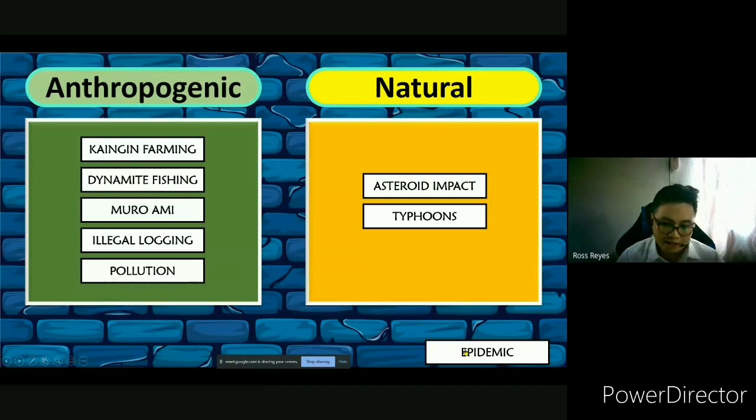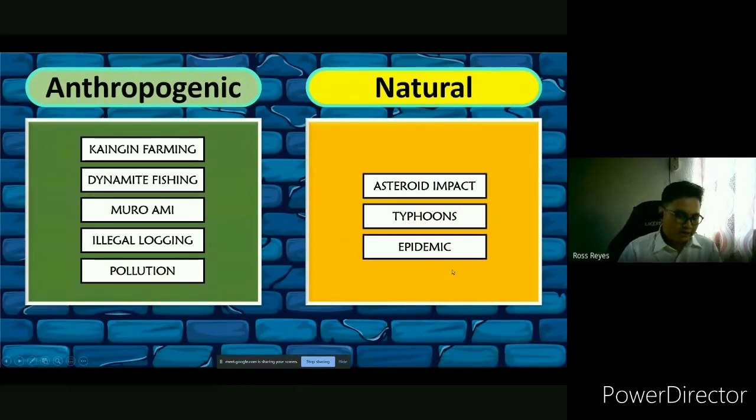Is it natural or man-made or anthropogenic? Epidemic is a natural cause of species extinction. We cannot probably control the spread of a disease.